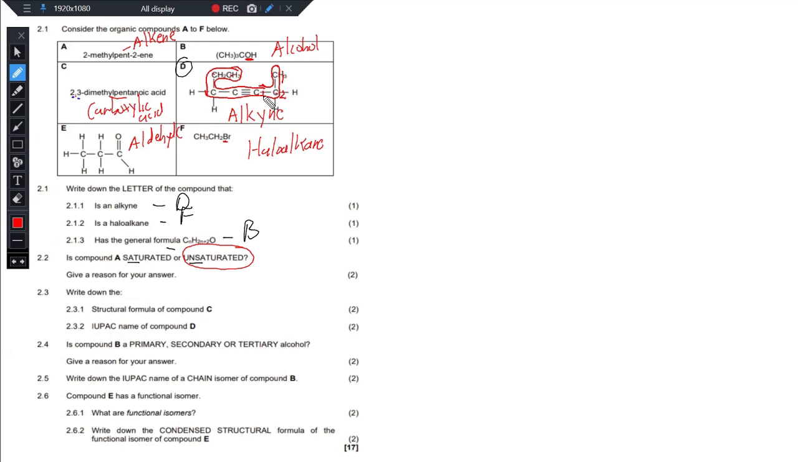1, 2, 3, 4, 5, 6, 7. Then to come up with the name, that's hept for 7. And then dash to indicate the position of the triple bond. So hept-3. And then give the suffix coming from the homologous series to which this compound belongs. So that's hept-3-yne.